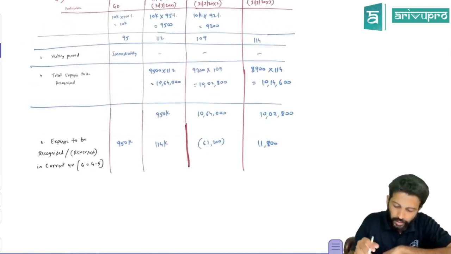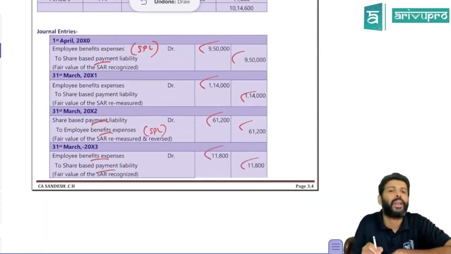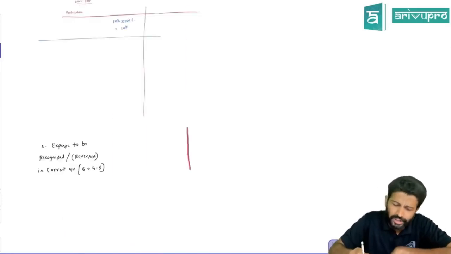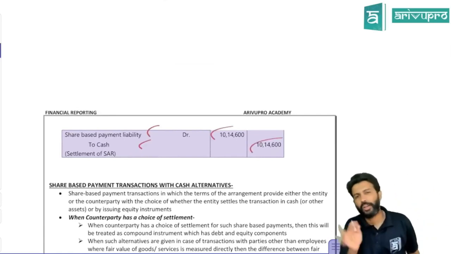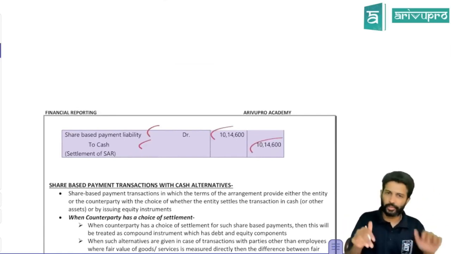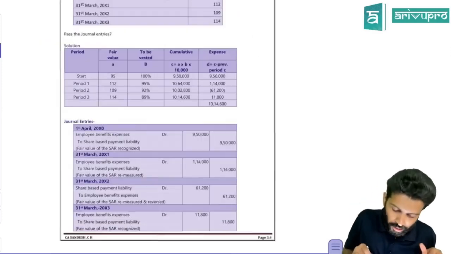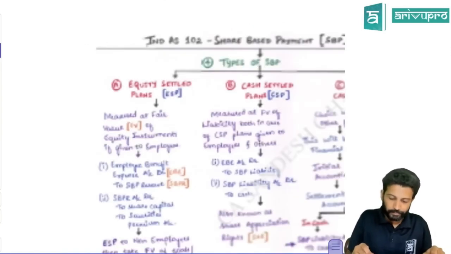And the third year, what is it? 11,800 you need to book. So again, employee benefit expense to SBPL, like that. Then in the third year, if you have settled the amount, the journal entry will be SBPL account debit to cash. Whatever liability is there, you will settle. That's all. So the SBPL account will finally get scratched off. So that's how this particular accounting will run through. So this is your second plan, which is the equity settled plan.